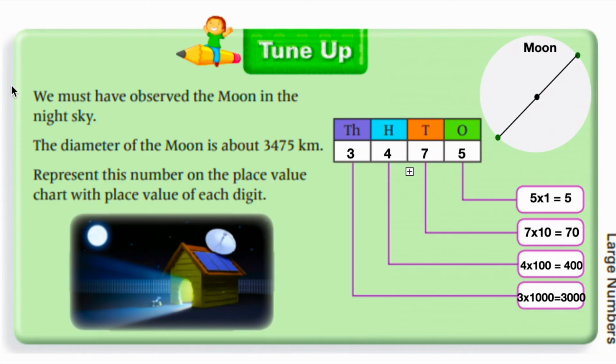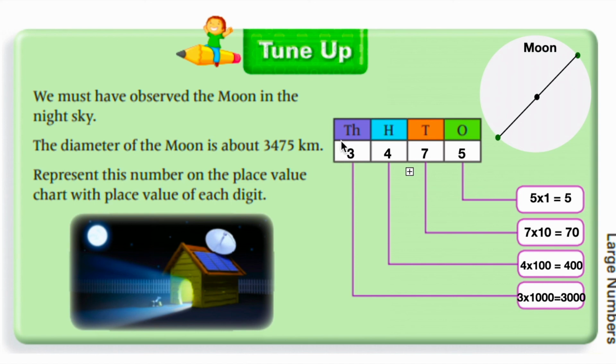So students, we must have observed the moon in the night sky. Now, the diameter of the moon is about 3,475 kilometers. So, the diameter is the line which is connecting two points on the surface of the moon such that it passes through the center of the moon, and the length of this diameter, the distance between these 2 points, is 3,475 kilometers. So, represent this number on the place value chart with place value of each digit.